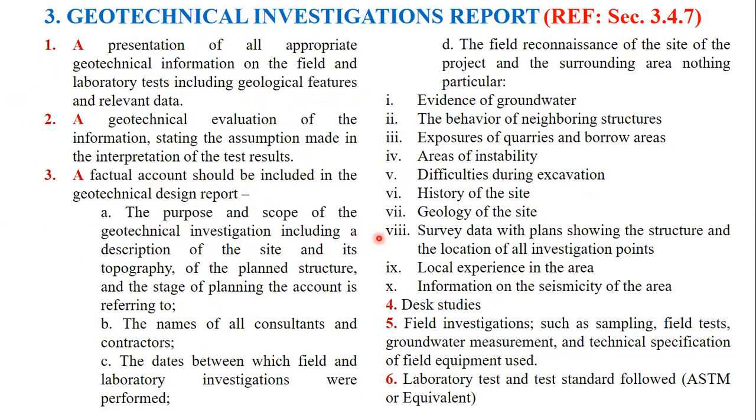The factual account covers the purpose and scope of the geotechnical investigation, including description and topography, names of consultant and contractor, and dates between which field and laboratory investigations were performed. Field reconnaissance includes evidence of groundwater, behavior of neighboring structures, exposure of quarries and borrow areas, areas of instability, difficulties during excavation, history of the site, geology of the site, survey data, plans, local experience data, information on seismicity of the area, desk study, field investigation such as sampling, field tests, ground measurement, and so on, and laboratory tests and test standards as per ASTM or any equivalent standard.